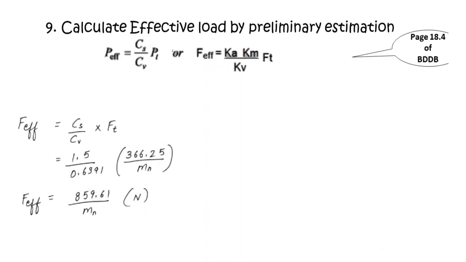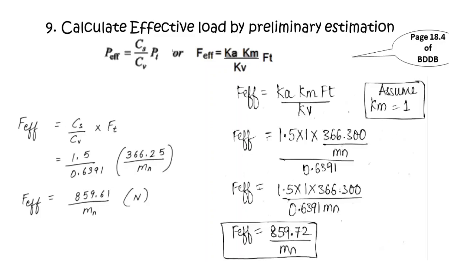Effective load, if I put the values into the formula as 1.5 upon 0.6391 into the value of tangential load, which is 366.25 upon Mn, I am going to get the effective load as 859.61 upon Mn. If I use the other formula, with the same notation, CS as Ka, PT as FT, CV as KV, only Km is the load distribution factor, which I am going to assume 1 over here, since it is not given in the numerical. So I am going to get the same answer. You can see here effective load F effective is 859.72 upon normal module.